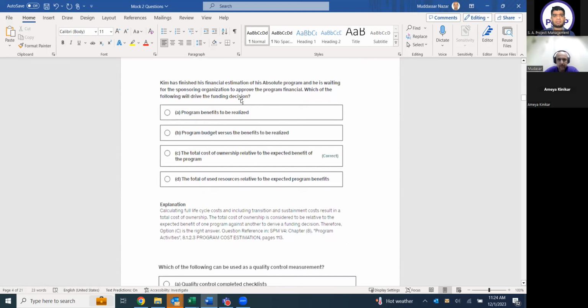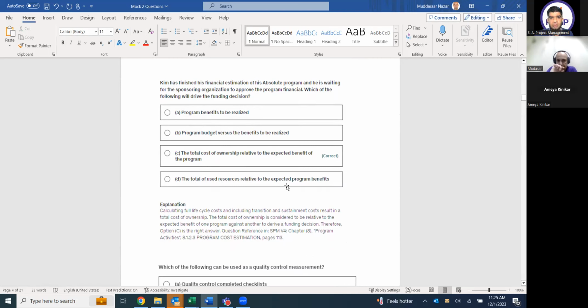Kim has finished his financial estimation of the program and he's waiting for the sponsoring organization to approve the program financials. Which of the following will drive the funding decision? Program benefits to be realized, program budget versus the benefits to be realized, total cost of ownership relative to expected benefits of the program, the total of used resources relative to the expected program benefits.